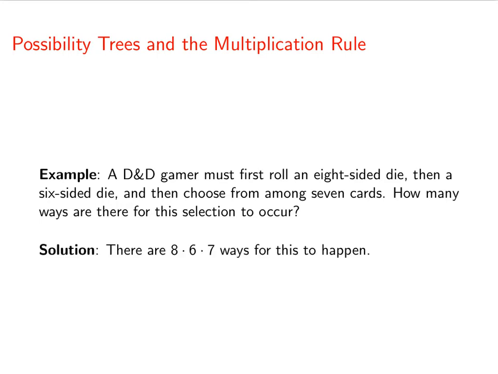All right, this is really very straightforward. It's just 8 times 6 times 7. You just multiply out the various things that you're choosing. Now this leads us to something called the multiplication rule.